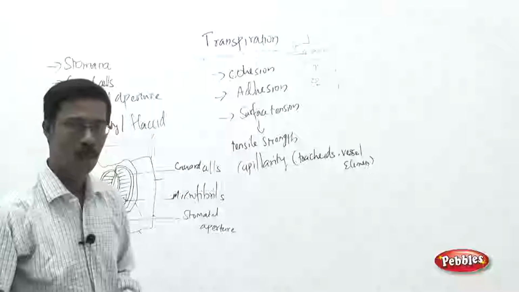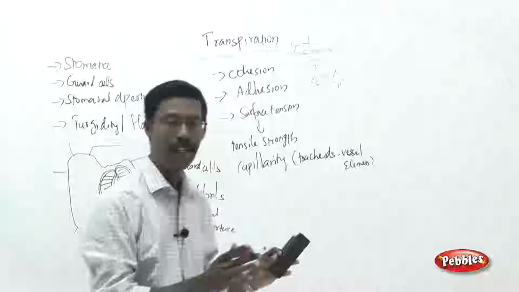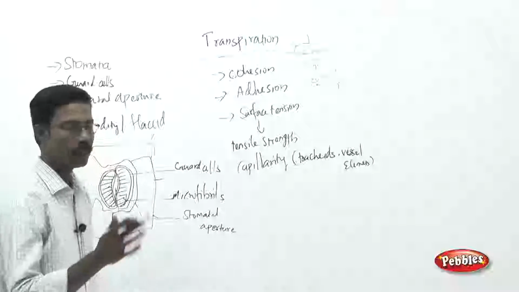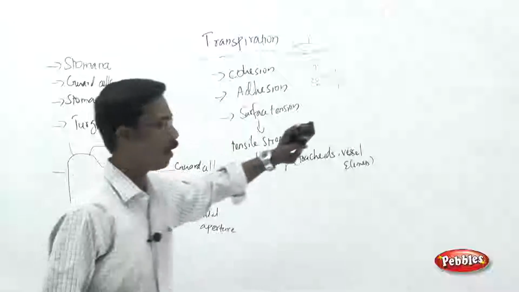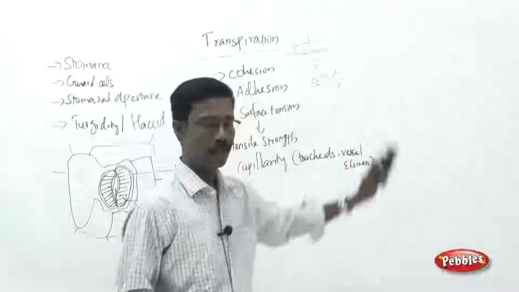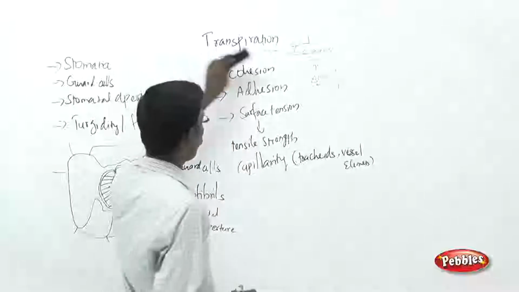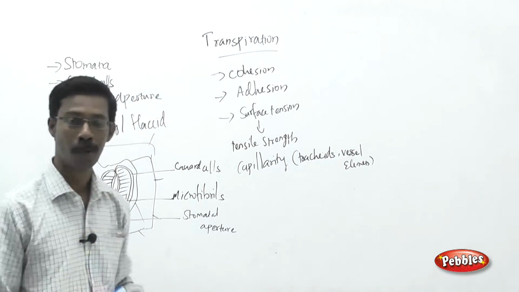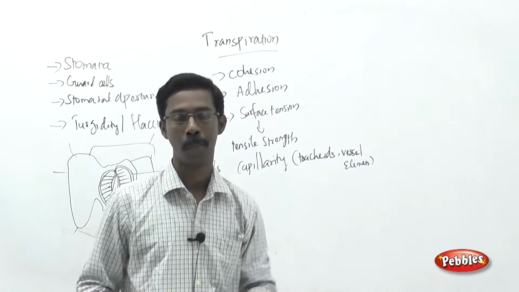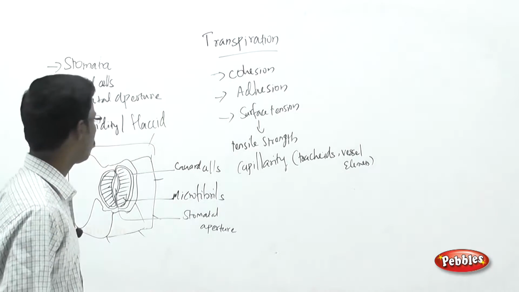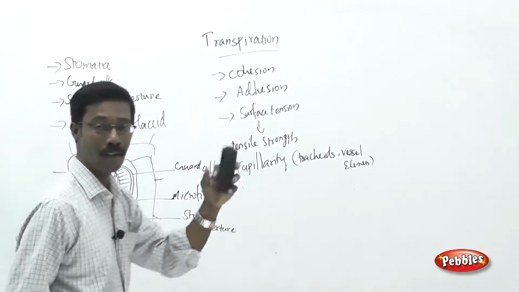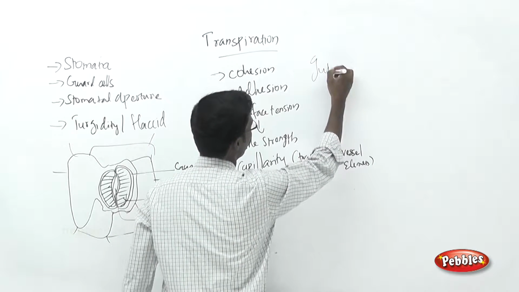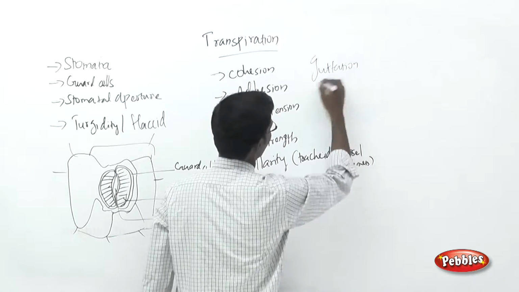So the point you have to remember is that almost 98% of all the water absorbed by the roots will be lost through the leaves by the process called transpiration. Today we are going to see how transpiration occurs and which part of the leaves performs it. As I told you, transpiration differs from guttation, which we saw in the last class. So what is guttation?